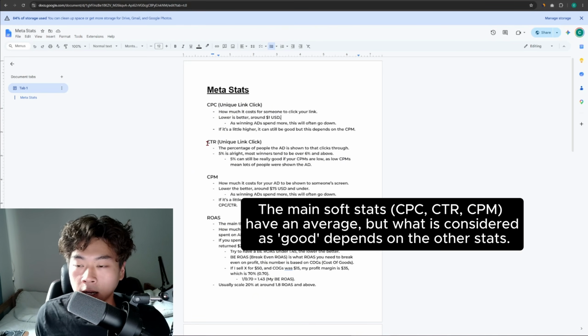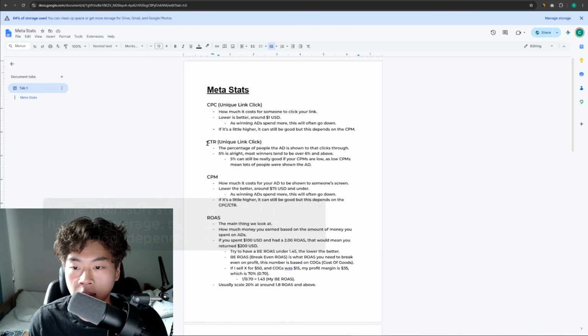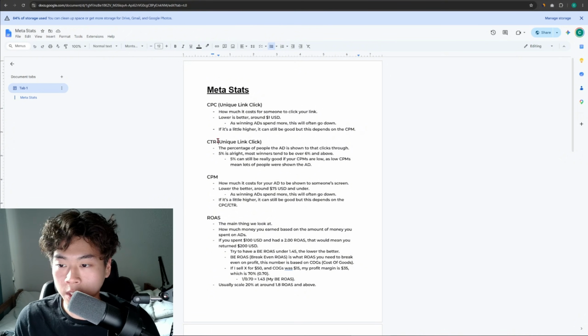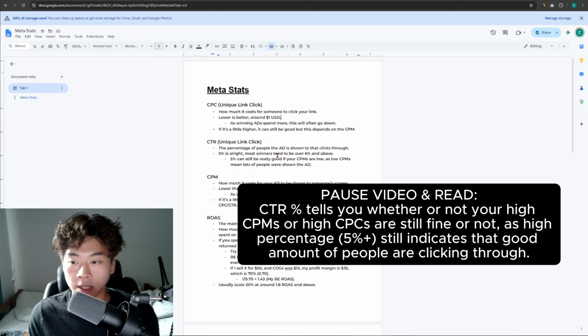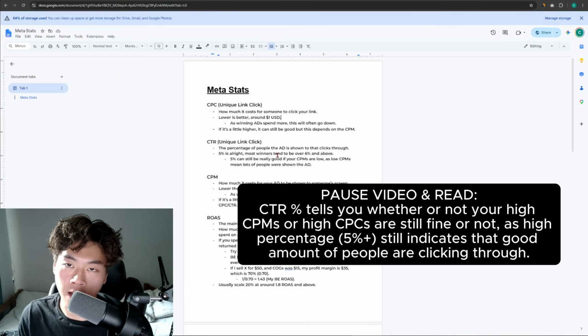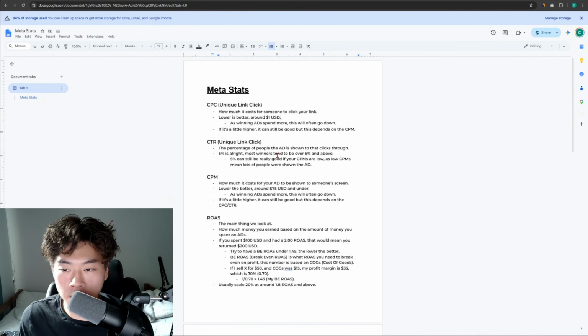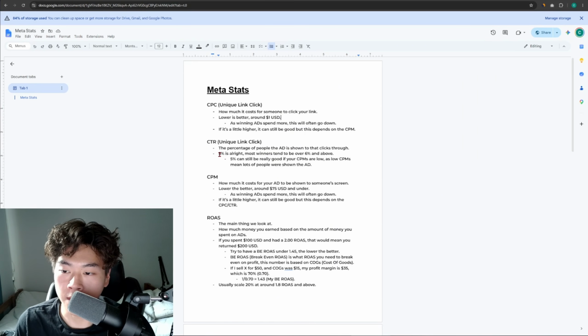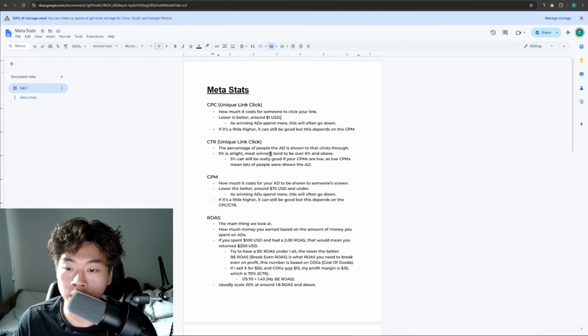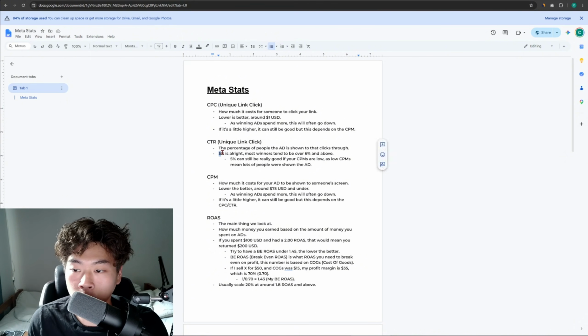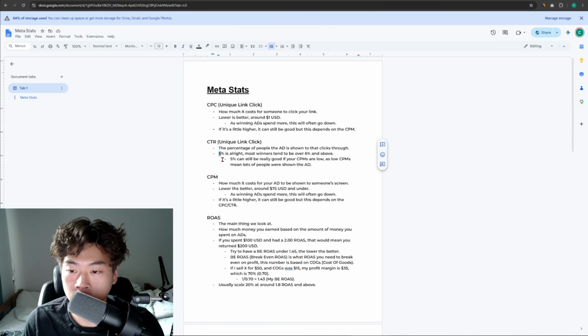So CTR, this is the percentage of people that actually click through your ads. Once again, you want to look at the unique link click version of it. This is a really important statistic in my opinion. Although you can still have profitable ads and high ROAS despite having a lower CTR percentage, it's a good metric to look at when you're trying to understand how well an ad is responding to the people it's been shown to. In my opinion, I think 5% is all right, and most winners tend to be over 6% and above, but you can still get winning ads with a 4 to 5% CTR.